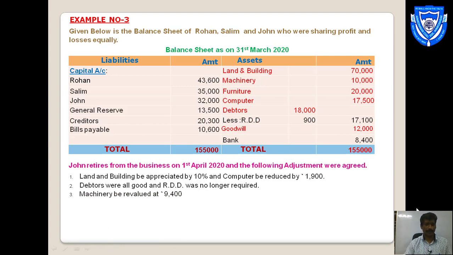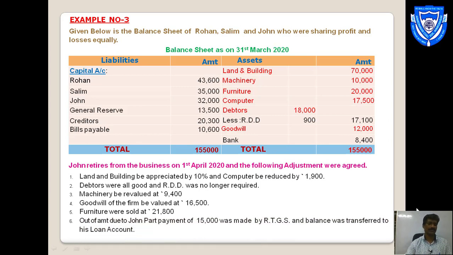Number 3, machinery be revalued at 9,400. Number 4, goodwill of the firm be valued at 16,500. Number 5, furniture were sold at rupees 21,800. And it is said that out of amount due to retiring partner John, part payment of which 15,000 was made by RTGS and balance was transferred to his loan account.